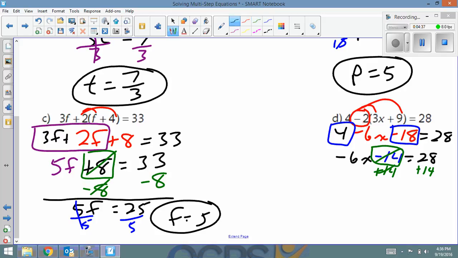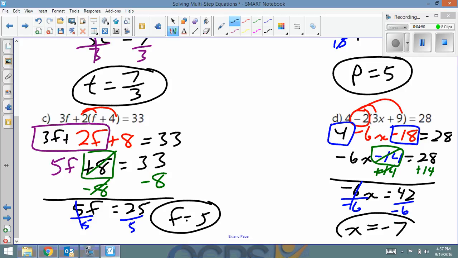That's going to give me negative 6x equals 42. Then we're going to divide both sides by that negative 6. So we get x is equal to negative 7.